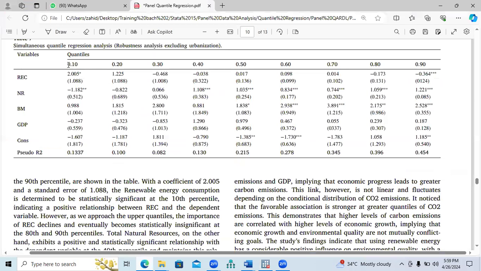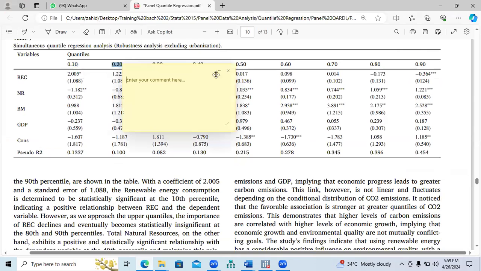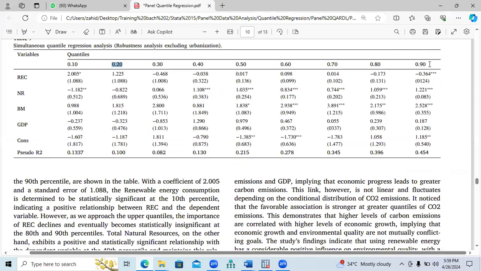You can see here at 10%, at 20%, at 30%. They have run the command up to 90%. So what they have concluded here is that at what percentage the independent variable is giving what coefficient value, and what would be the highest impact at which quantile.